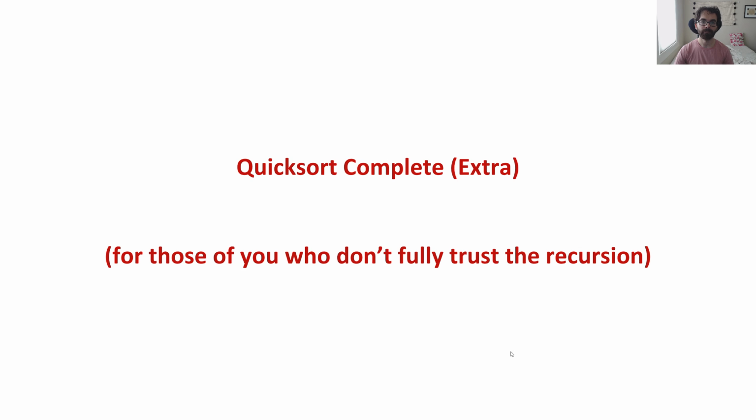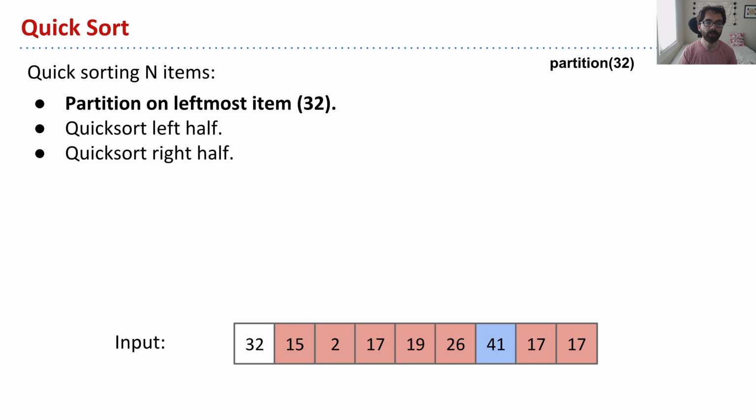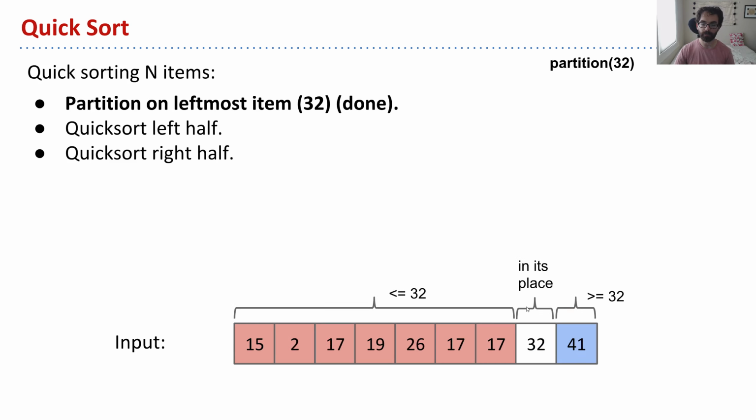Okay. So now let's see in a little more detail. If you don't really fully trust the recursion, if the recursive leap of faith didn't feel right to you, well, this is the video or the sub-video for you to enjoy. So again, we start with 32. This is the very verbose version of the same demo we just saw. 32 ends up in its place.